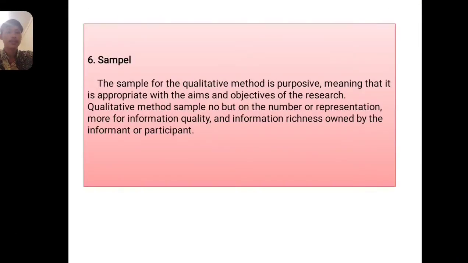The next step is sample. The sample for the qualitative method is purposive, meaning that it is appropriate with the aim and objective of the research. The qualitative method sample is not based on the number or representation, but more on information quality and information richness owned by the informant or participant.